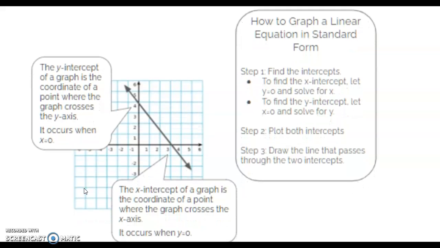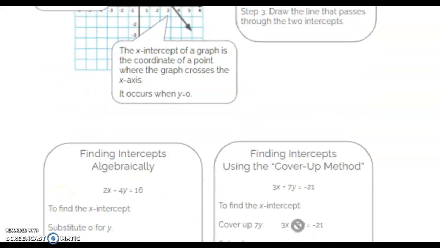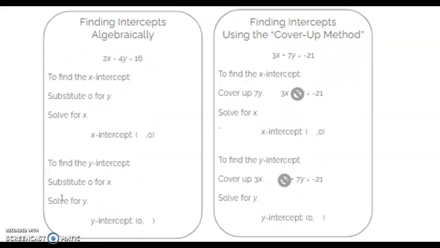Okay, so now let's go ahead and practice how to graph a linear equation in standard form. When it's in standard form, you're going to find the x-intercept and then the y-intercept, plot both those points on the graph, and then just draw the line through those 2 points. So let's look over here. The left side shows you how to find them algebraically. There are 2 methods here.